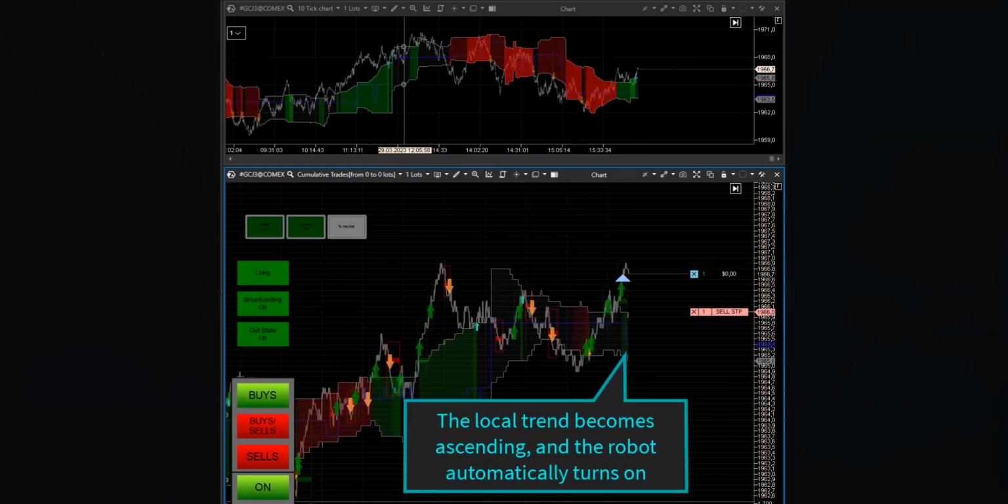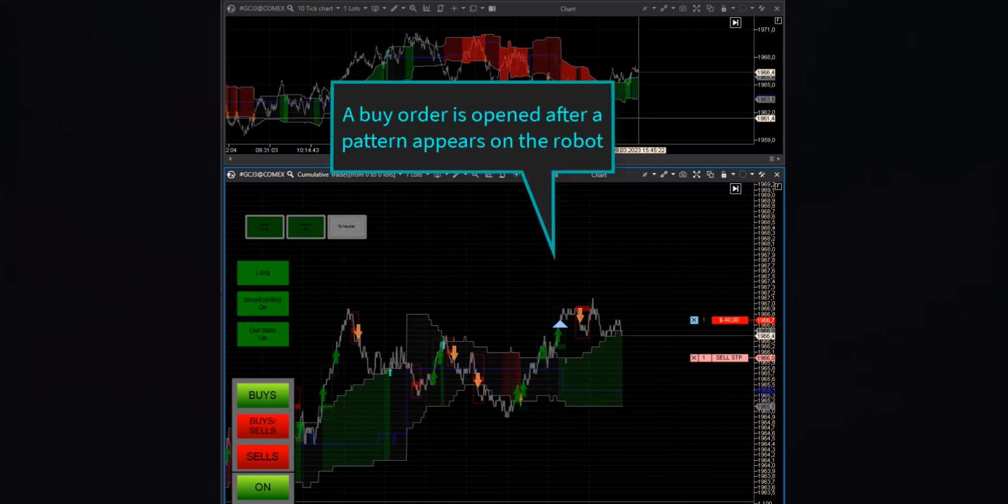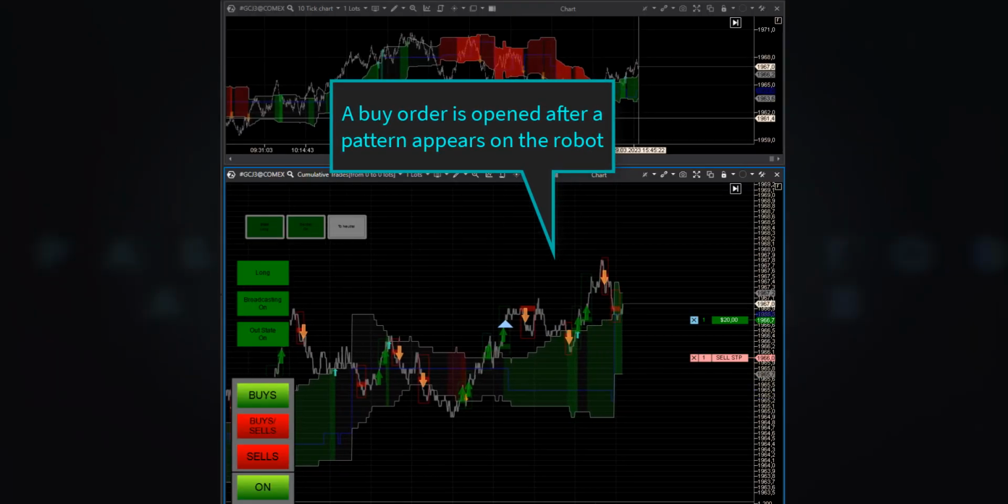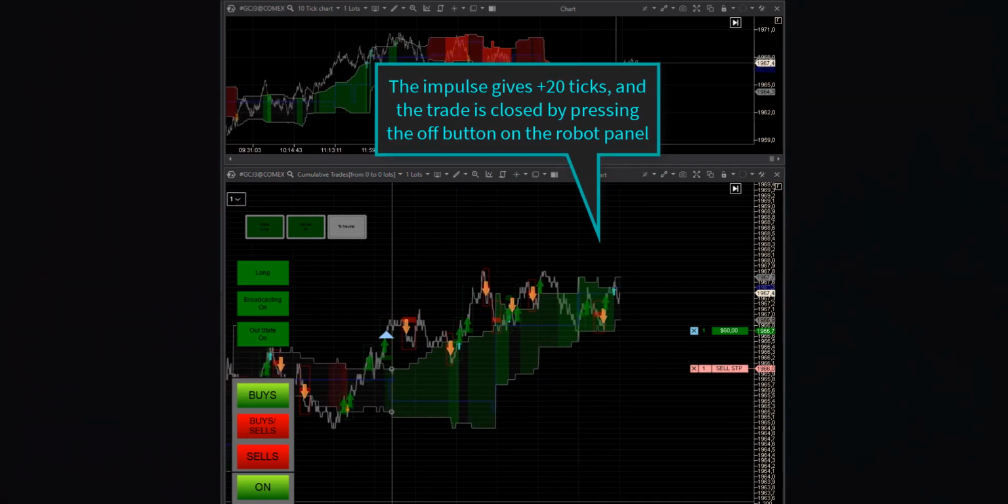The local trend becomes upward and the robot automatically turns on. The purchase opens after the pattern appears in the robot. The impulse gave plus 20 ticks and the transaction was closed by pressing the robot panel off.